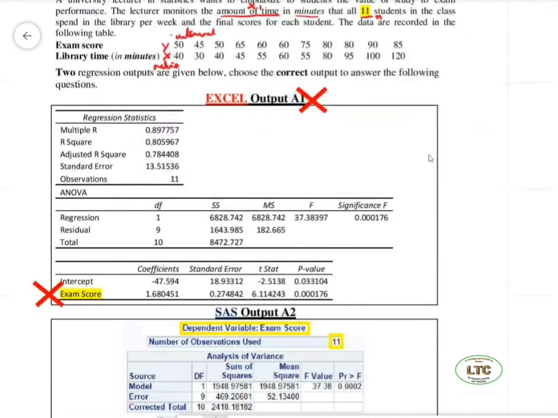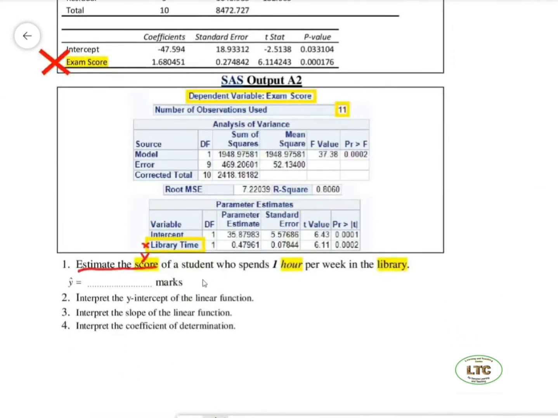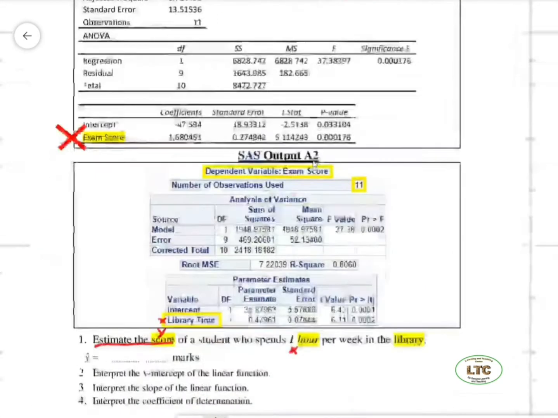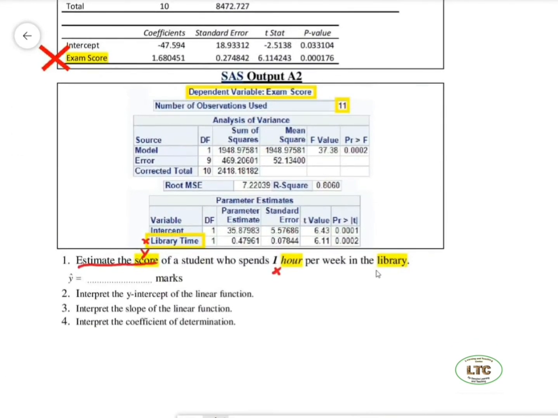So check to answer the following questions. Estimate the score of a student who spends 1 hour. So this is the x value. X is 1, but in computation, x is in minutes. 1 unit is 1 minute. Therefore, if you enter the value in x, you must enter 60 minutes, not 1 hour.